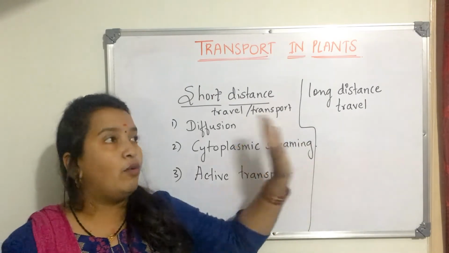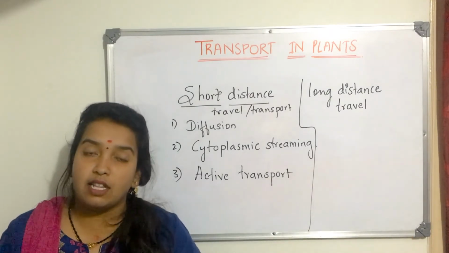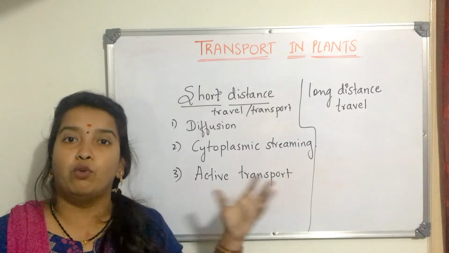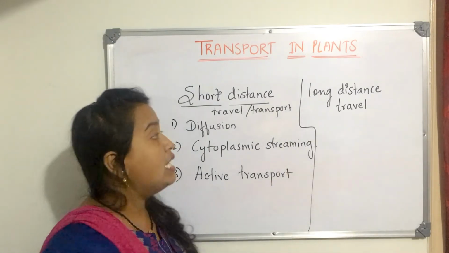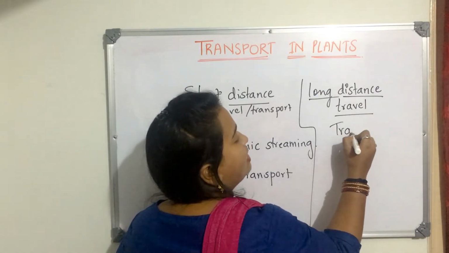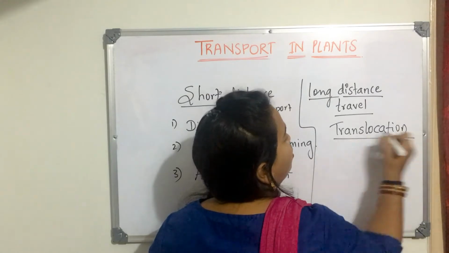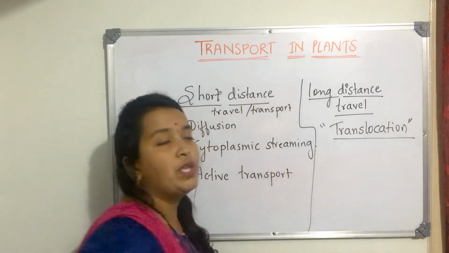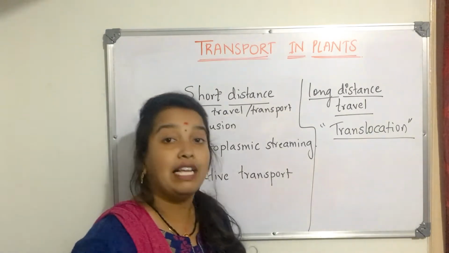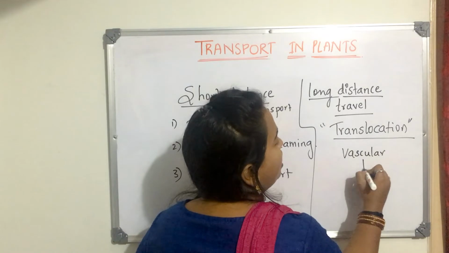So what is done here is there are pipe systems, you can say. Pipe system in the sense we have vascular tissues which can do this long distance travel. This long distance travel we also call translocation. And this translocation happens easily with the help of vascular tissues.